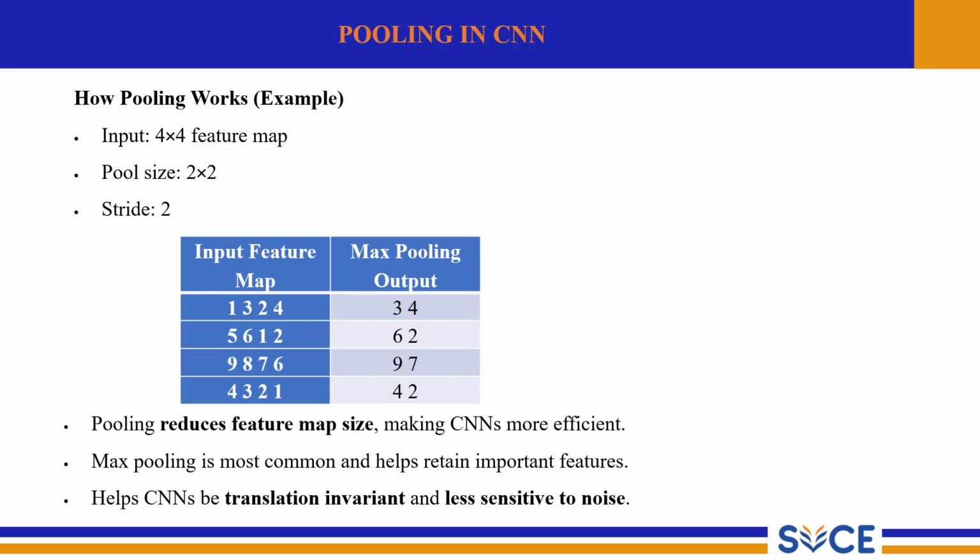So it makes the feature maps much smaller, which helps the network run faster and use less memory. Maximum pooling is the most common type. It keeps the most important features in each patch, like strong edges or shapes. It also makes the network more robust, so small movements or shifts in the image won't change the output much, and it is less affected by noise in the input.